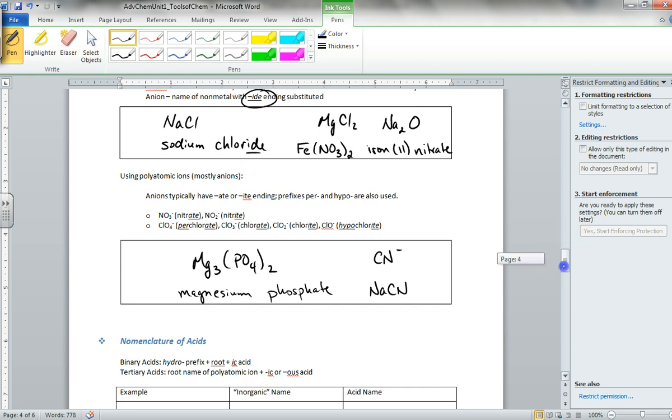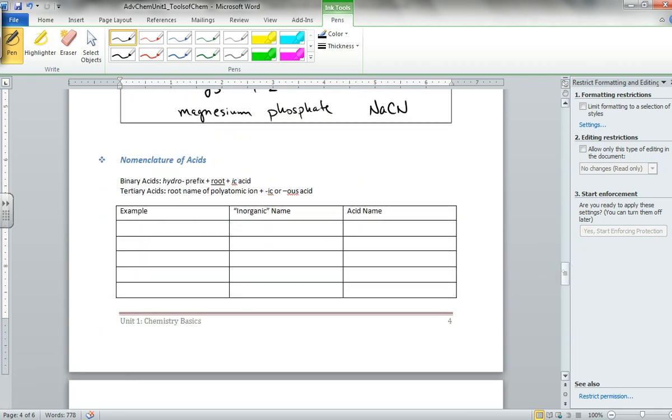Now in naming acids, there are actually 2 different types of acids, resulting in 2 different ways of naming them. If you have a binary acid, which means you only have 2 elements in it, such as HCl, the way we name this is to have a hydro prefix. The root comes from the nonmetal, in this case the chlorine, and then you add IC, so this would be hydrochloric acid.